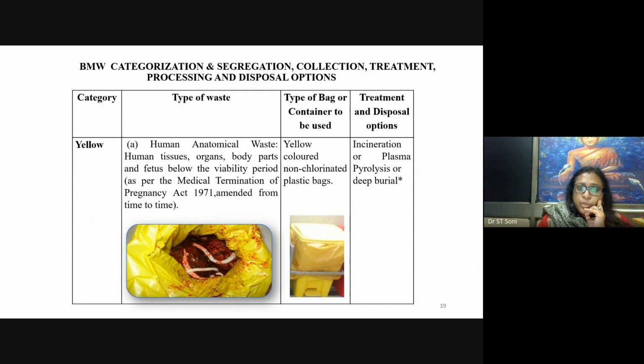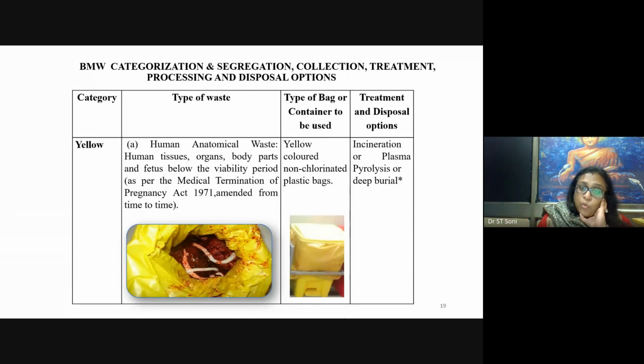Also, during the MBBS, specifically in the first year subject, that is anatomy, all the human organs will come as anatomy. So any organ carcasses, anything coming out post surgical, human tissue, human organ, human body part, and fetus, they all will come under the category of human anatomical waste and must be discarded in the yellow color coded bag, which is a yellow color coded non-chlorinated plastic bag.